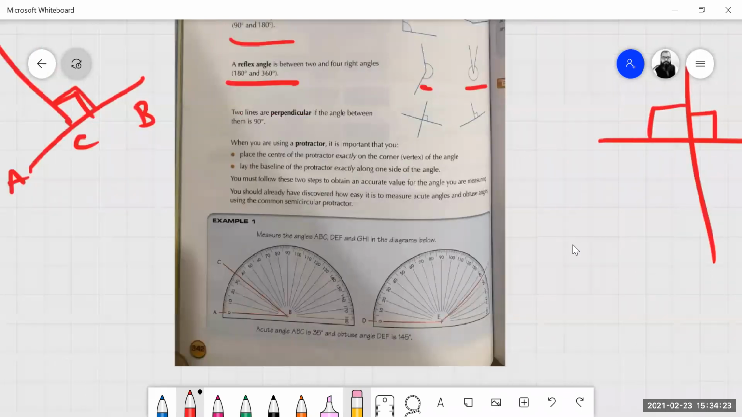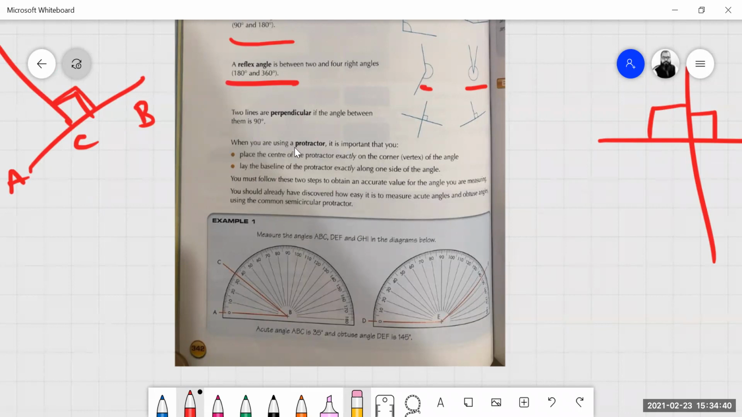When you are using the protector, which angle is this? Obtuse? This is a right angle, right? Yes, 90 degrees is a right angle. Okay.